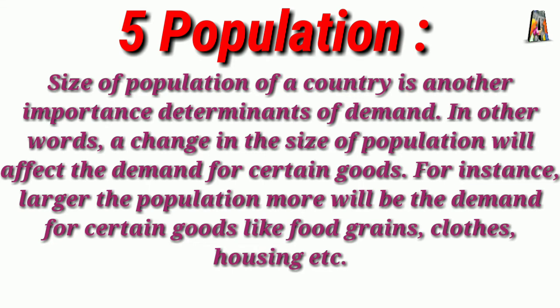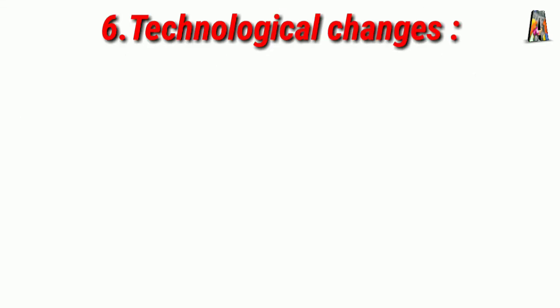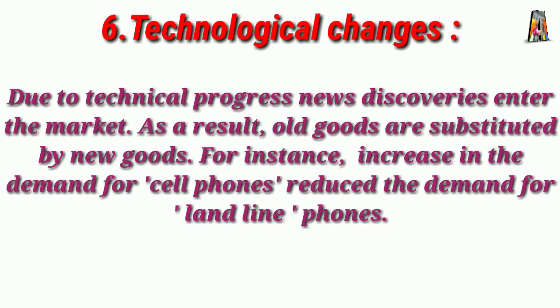Sixth one is technological changes. Due to technical progress, new discoveries enter the market. As a result, old goods are substituted by new goods. For instance, increase in the demand for cell phones reduces the demand for landline phones.